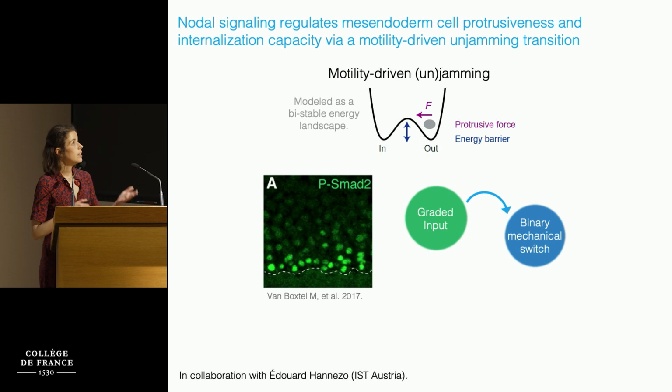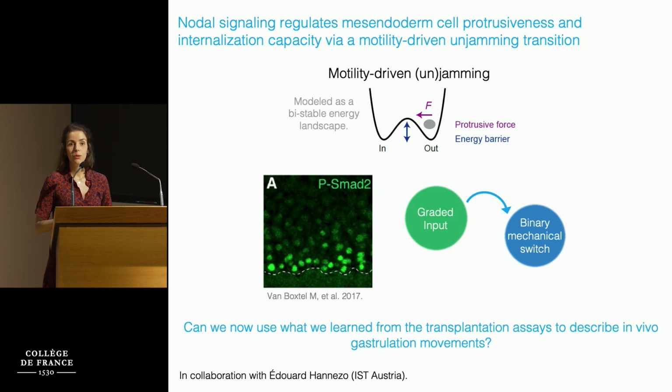And as I said, we find this interesting because if we hadn't followed the events across all scales, we would have completely missed this. Because things are graded at the molecular level, they're also graded at the cell level because motility is graded. However, at the tissue scale, things become binary. And so it really shows you that you have to look at all the scales to understand the complexity of these processes. But of course, everything I told you was transplants.